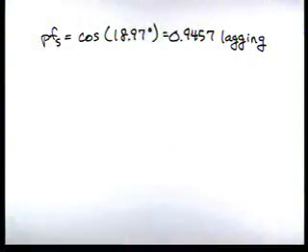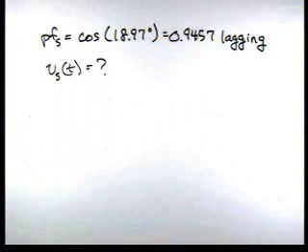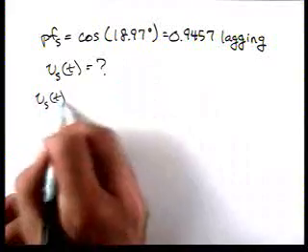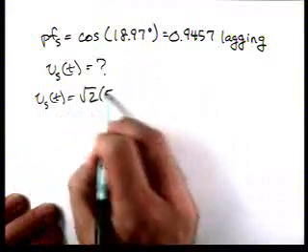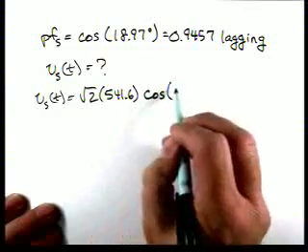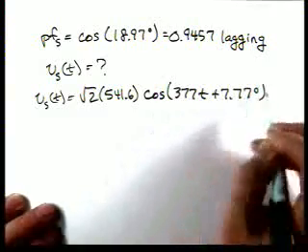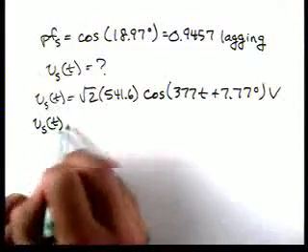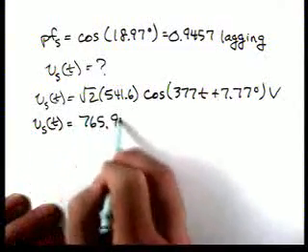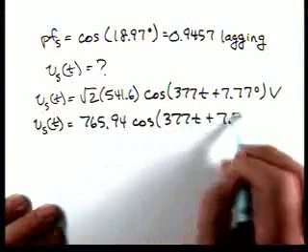Now, we were asked for Vs of t. And we were told that the frequency was 60 hertz. So the amplitude of Vs of t is the square root of 2 times 541.6 times the cosine. Since our frequency is 60 hertz, our omega is 377. So Vs of t then is 765.94 cosine of 377t plus 7.77 degrees.